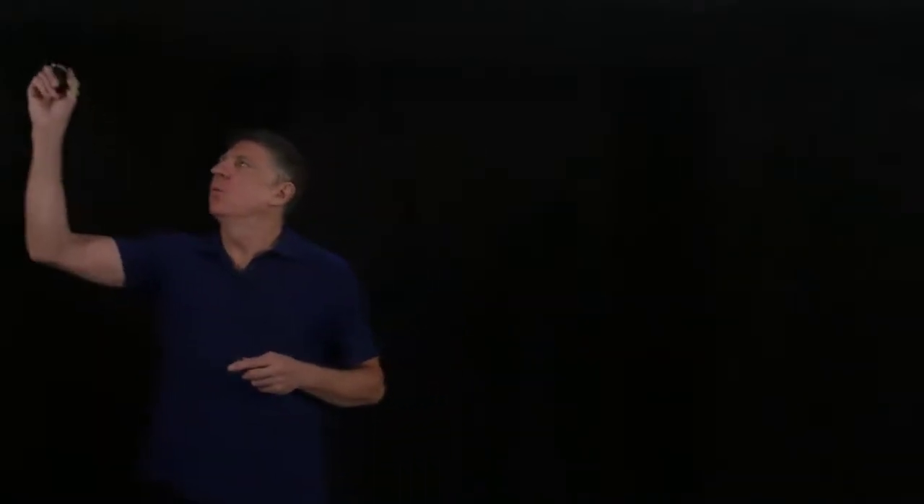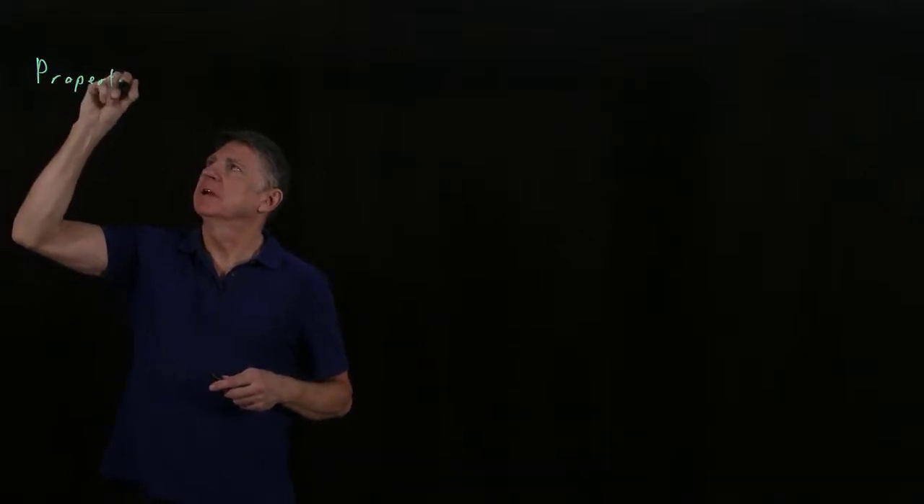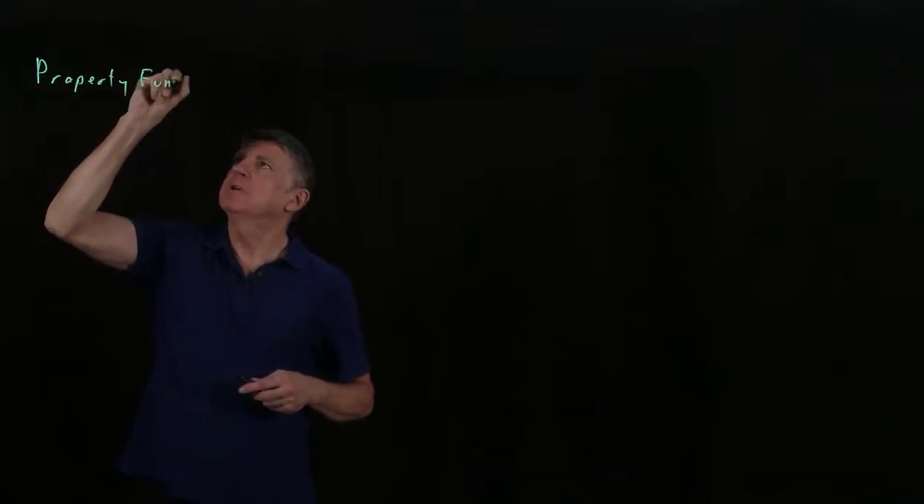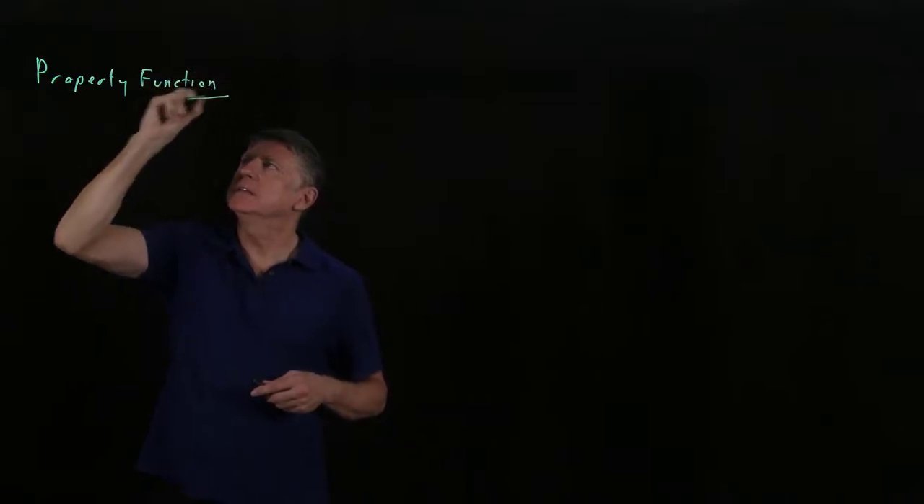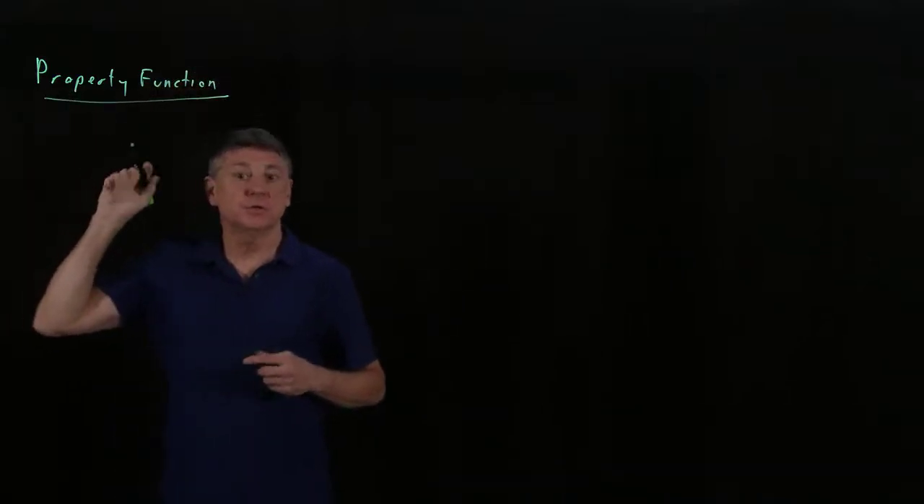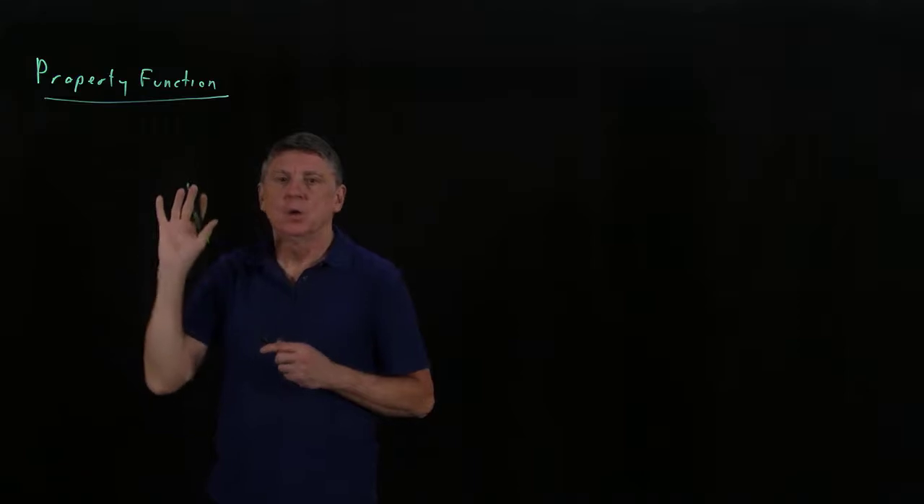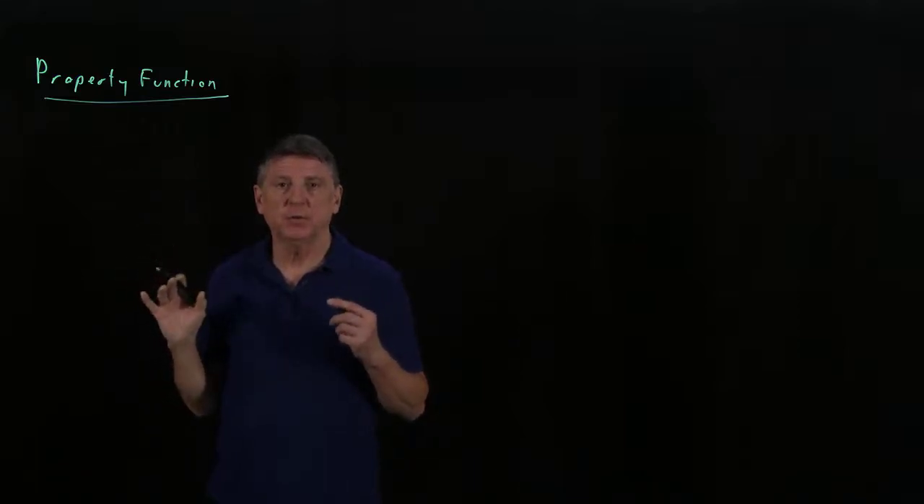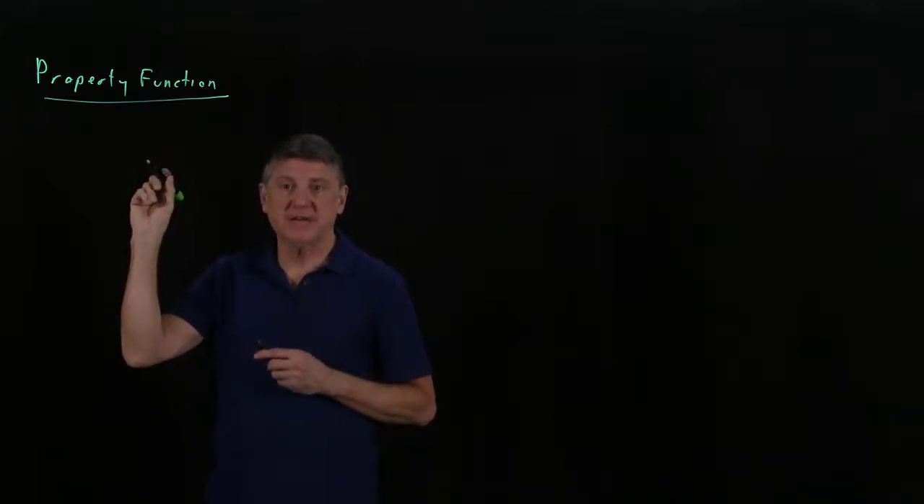Welcome. In this session, we'll explore some of the terms that are used in convex optimization. One of the first terms is a property function. And a property function is one of those constraints, right? So when we refer to a constraint, what we mean is a property must be satisfied.